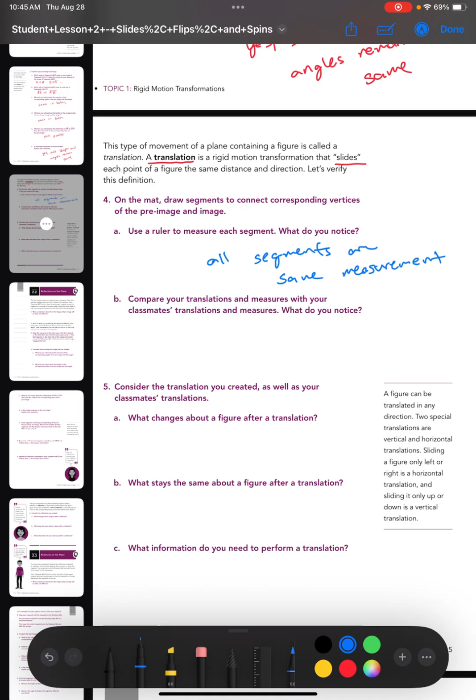Same measurement. Okay, B, compare your translation and measures with one of your classmates. So someone sitting next to you, see what they got. Should be the same thing. They might have moved it, maybe they chose a different spot to move it if they translated it, but both should have segments that are equal.